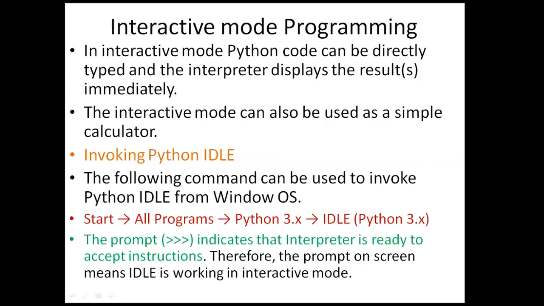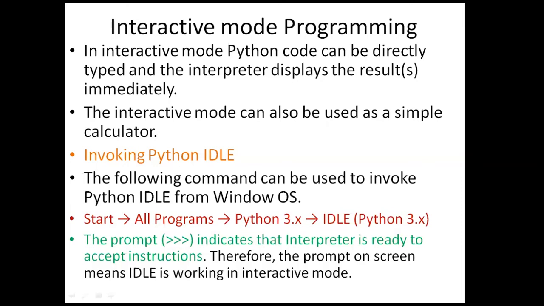Now, how will you go inside the interactive mode of Python? We have to open that interactive mode by clicking the Start button, choosing All Programs, choosing your Python version, then choosing IDLE. Once you choose this, the Python IDLE window will come on the screen. What is the expansion of IDLE? Integrated Development Learning Environment. It's an environment used to develop and run Python code.